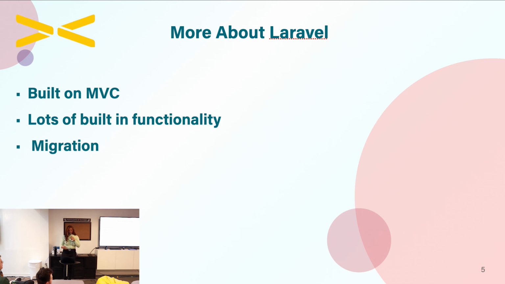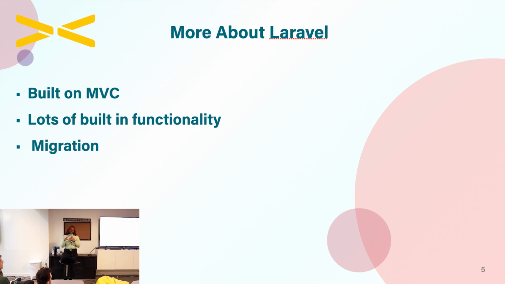And just more about it. It is built on the MVC structure, the model view controller, and you can literally see that even in the folder structure. There are the controller files, the view, etc. And there is a lot of, as I said before, built-in functionality with PHP Artisan. So you can use Artisan. It's a command line tool that comes out of Laravel that you can use to do your migrations, etc. Migrations, getting into that.